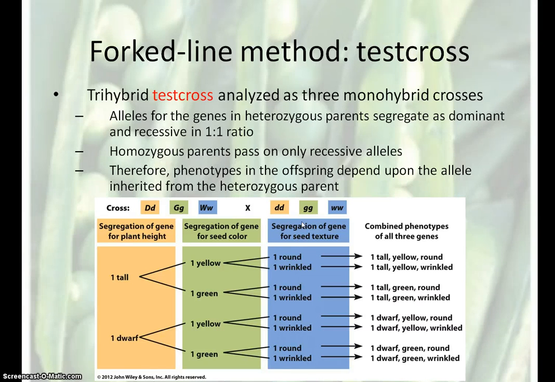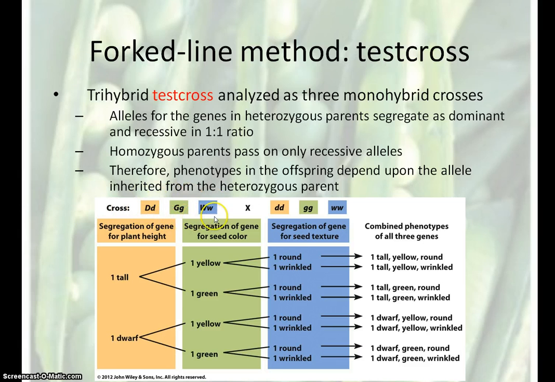Alleles for the genes in these, if you take these individuals, there's a 1-to-1, essentially a 50% chance that the gamete will have a dominant allele or the recessive allele. That's what I mean by a 1-to-1 ratio. Whereas the homozygous parents can only pass on the recessive alleles. Therefore, the phenotypes in the offspring are going to be dependent upon the allele inherited from the heterozygous parent. Because if the heterozygous parent passes on, I keep losing my cursor, sorry about that.